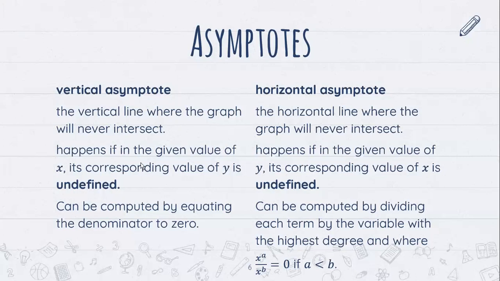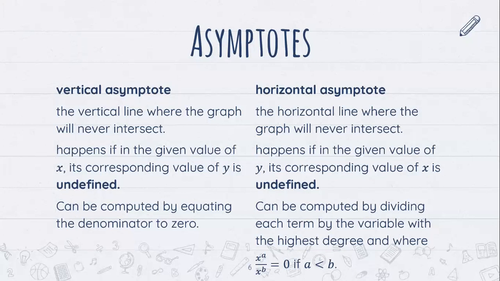Ayan. Sige, balik tayo. Vertical asymptote, from the word itself, vertical, it's the vertical line where the graph will never, ever, ever intersect. Or hindi siya tatawid or hindi siya mag-meet doon. Kailan ba nangyayari si vertical asymptote? Kapag may value si x, tapos yung corresponding value niya ng y is undefined. Okay? And can be computed by equating the denominator to 0.